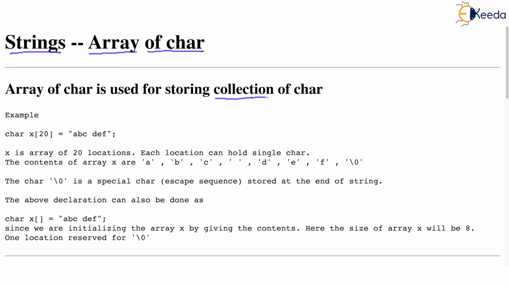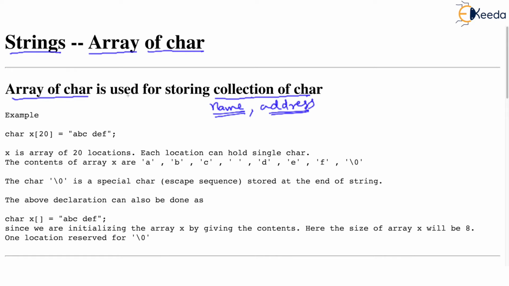If you want to store many characters such as the name of a person or address, then what is a name? Name is nothing but a collection of many characters, and address is also a collection of many characters. Then to store such information, you declare array of characters.